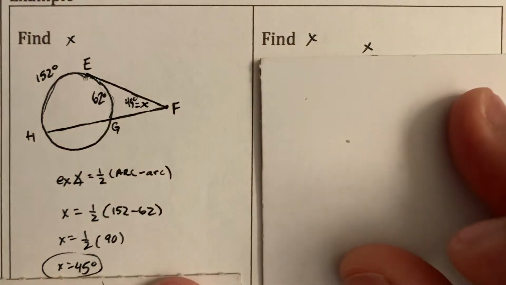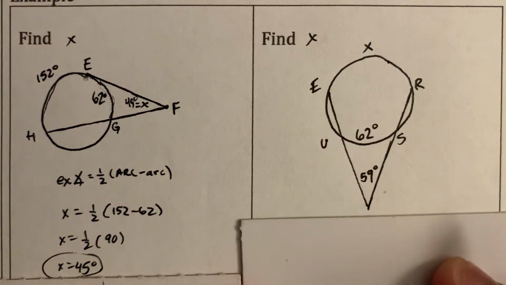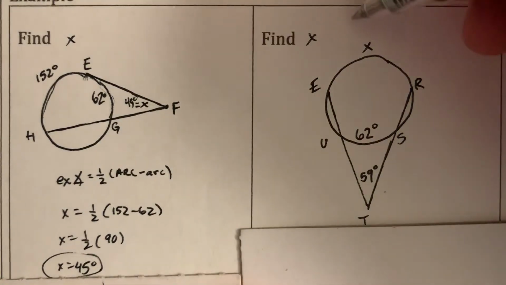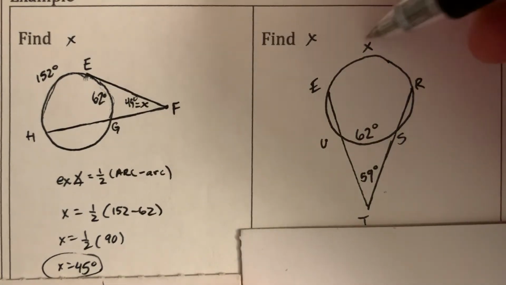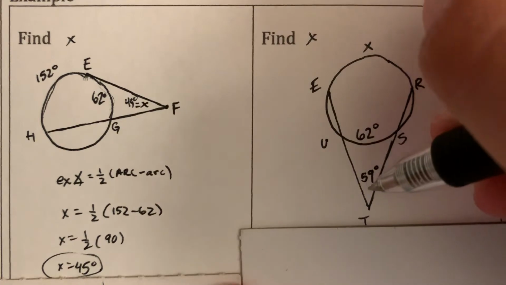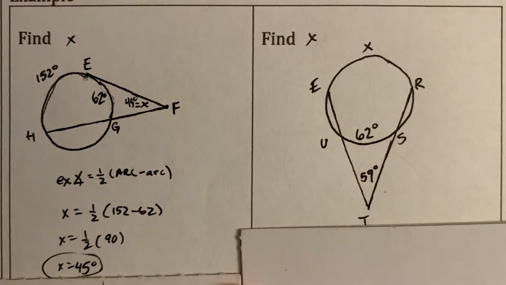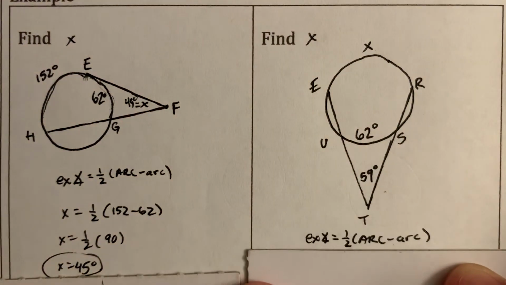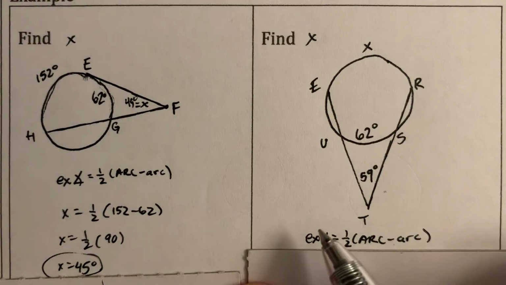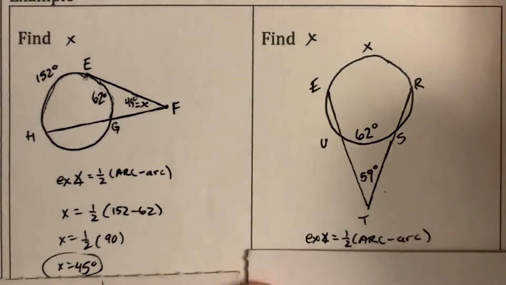Wow, super enthralling. Can apply the same here. Now we have to find the x, but it's the arc, right? So we have an external angle theorem. That's the only theorem we have for external angles. So the external angle is 1/2 arc minus arc. The external angle is given. That's going to be 59.